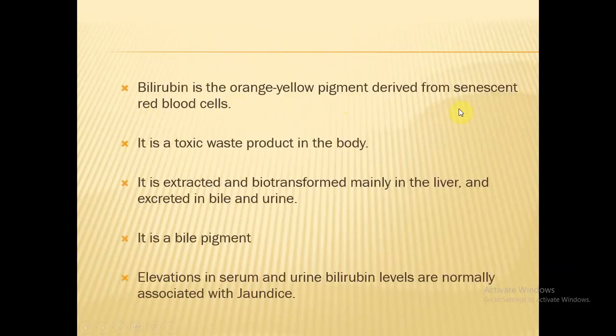Bilirubin is an orange-yellow pigment derived from senescent red blood cells. It's a toxic waste produced in the body, so it has to be excreted. We cannot store bilirubin. It is extracted and biotransformed mainly in the liver, and excreted in bile and urine in the form of urobilinogen and stercobilinogen. It's a bile pigment. It is released in the bile and carried to the second part of the duodenum. Elevation of serum, blood and urine bilirubin levels is normally associated with jaundice. When bilirubin is increased in the blood, it is labeled as jaundice.